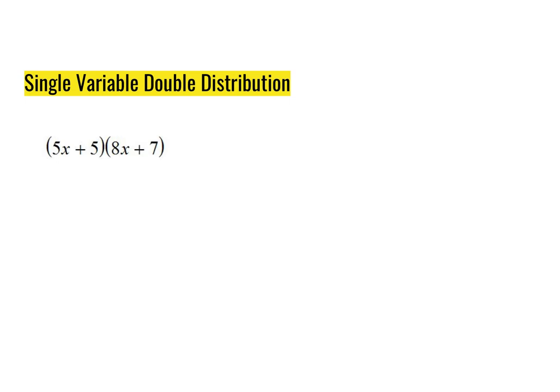And there's actually an acronym to kind of help us do double distribution. You don't need to do the acronym, but it might help. So it's called FOIL. And the words represent the position of each term in the parentheses. So first, outer, inner, last.